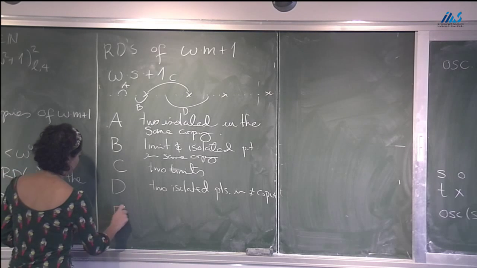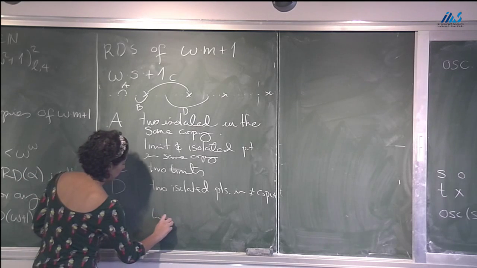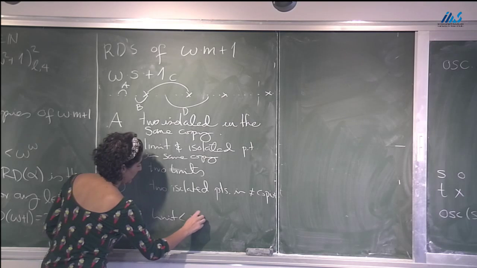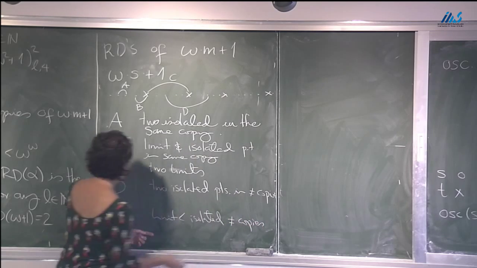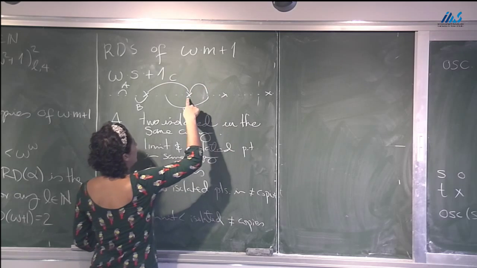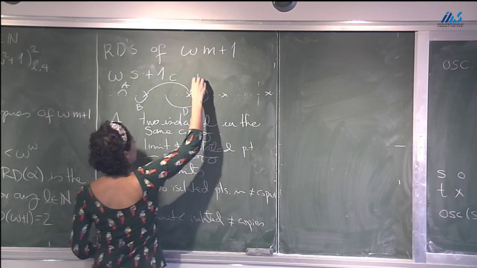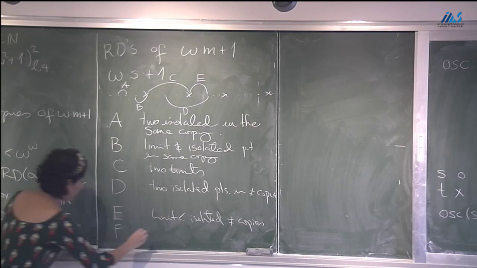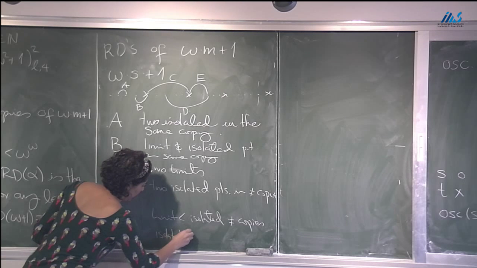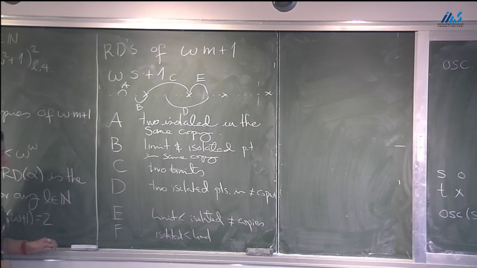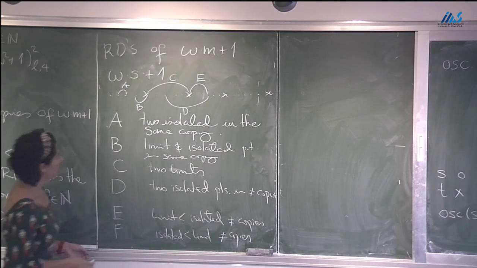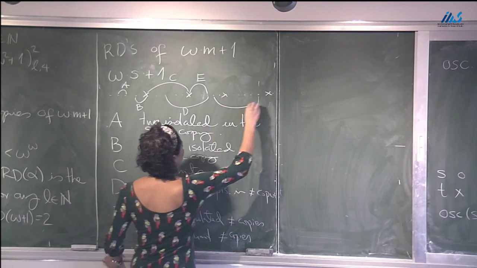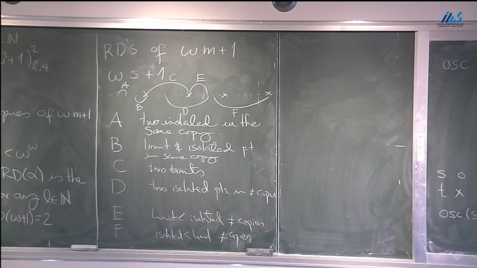And I want to differentiate which one happens first. So let's say we have a limit first and then an isolated point in different copies. This would be something like this: a limit that happens earlier and then an isolated point afterwards. So this is E. And the other way around, an isolated point and a limit point in different copies. So the isolated point comes first.